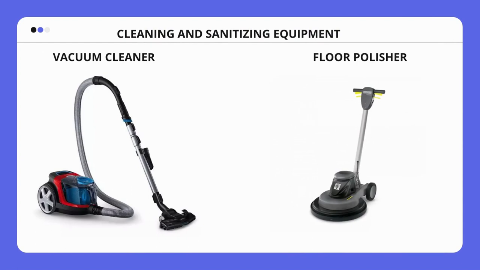Cleaning and sanitizing equipment. Vacuum cleaner. This is used to remove dust particles specifically from carpet surfaces and upholstered furniture. This can also be used in cleaning hard surfaces. Floor polisher. This is used to scrub floor, strip, and polish hard floor surfaces and also to polish vinyl, wood, and parquet.